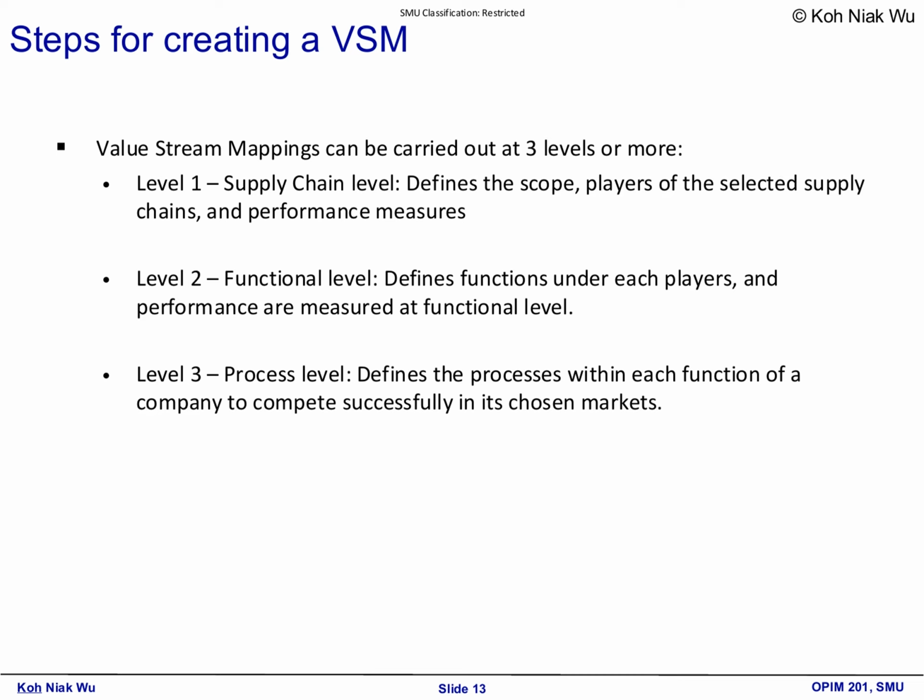At the supply chain level, we define the scope of the supply chain. We identify the key players involved. This includes suppliers, manufacturers and distributors. We also establish performance measures. These metrics help us understand how well the supply chain operates.